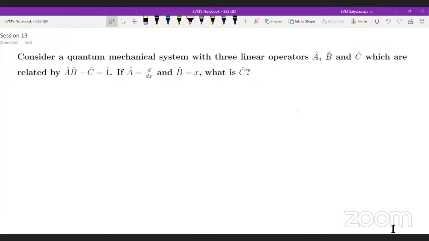Sir, I believe operators cannot be treated independently. They are operators, so they need something to act upon. Then only will we find their properties.